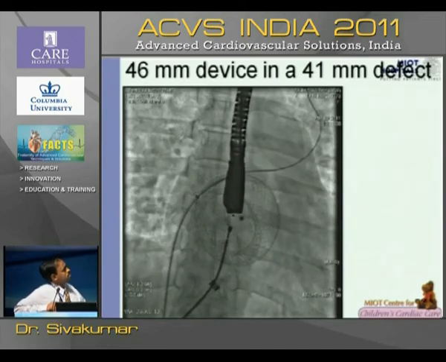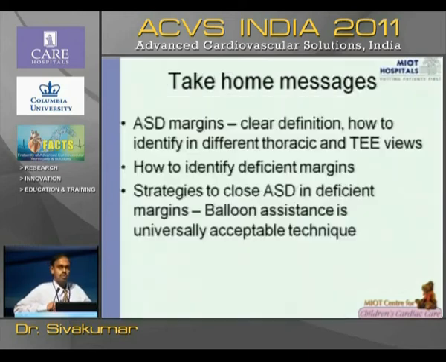The take-home messages: I wanted all of you to talk uniformly when we talk about ASD margins. We should very clearly define what is the antero-superior retroaortic, what is the antero-inferior mitral margin, what is the inferior IVC margin, what is the superior SVC margin, what is the posterior pulmonary vein margin, and how to identify them in the various standard thoracic views and standard transesophageal views. Once we identify the margins, it becomes very easy to say which margin is deficient.